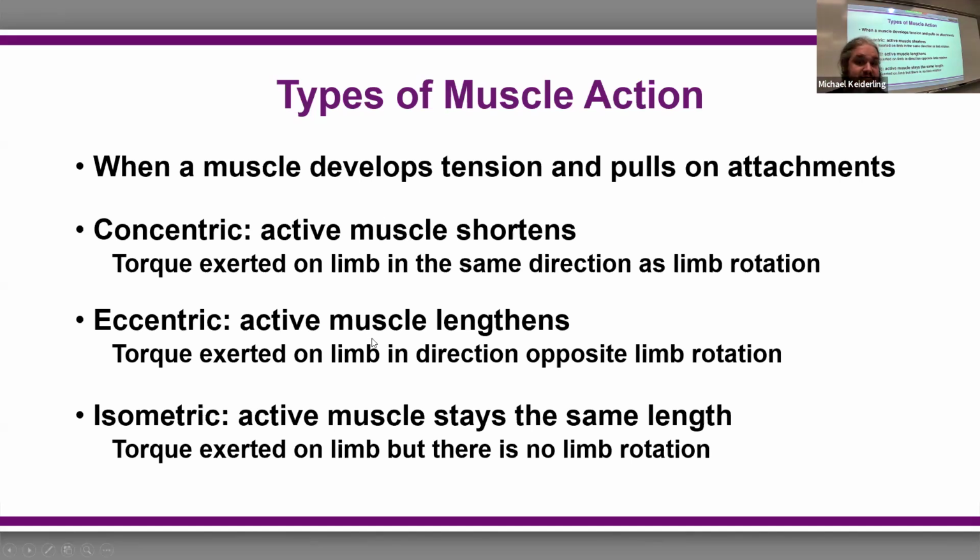An eccentric is when the active muscle lengthens. This is when the torque exerted on the limb is in the direction opposite the limb rotation. So bicep curl on the way up is concentric, on the way down is eccentric, because the tension is resisting the weight of the torque from the weight you're holding. And then isometric is where the active muscle stays the same length. The torque is exerted on the limb, but there's no limb rotation. That's like holding a weight.